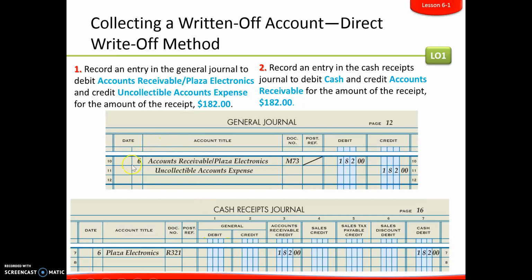And so first we record the reopening, which is part one here, and then part two we want to record the receipt of cash. When you have a cash receipt, it goes in the cash receipts journal. So this would just be like they were paying us any other time we receive a payment on an account. The accounts receivable credit is 182, and of course that's also going to go to the customer account for Plaza, and then cash gets debited.